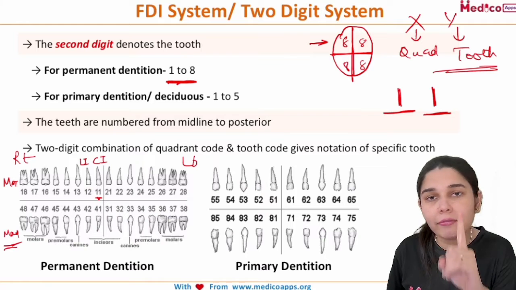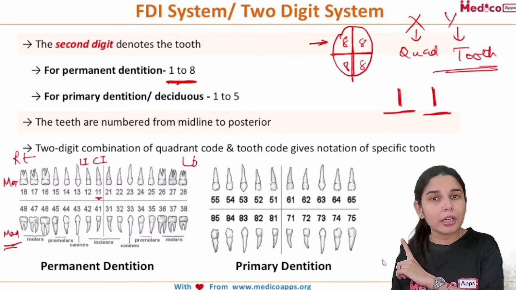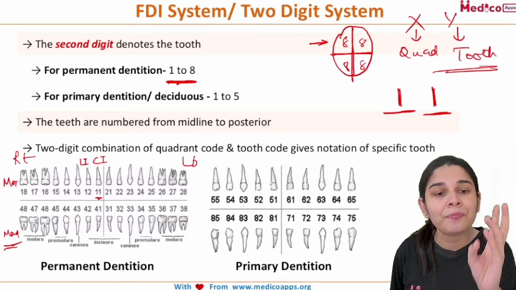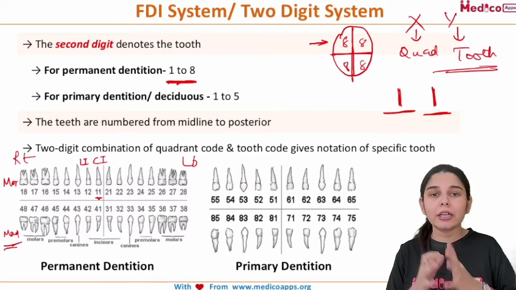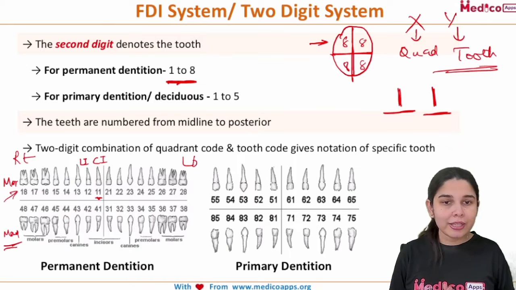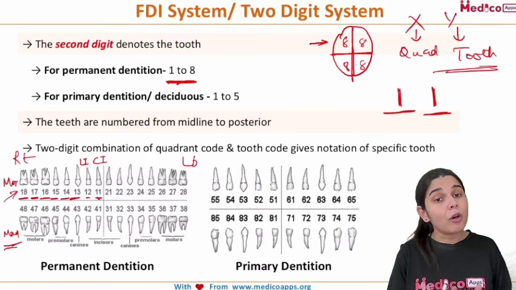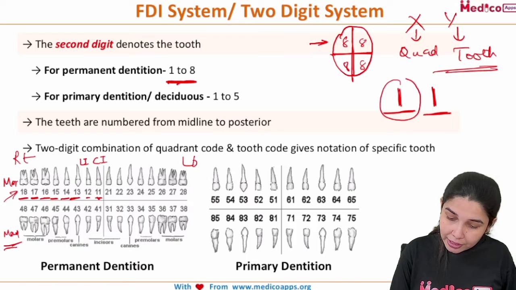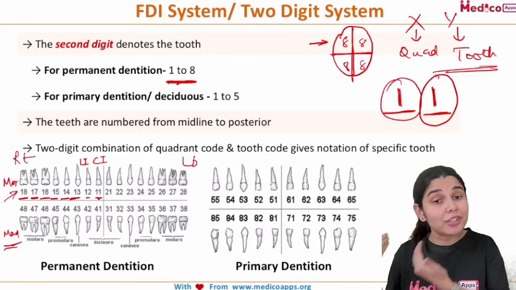How are we numbering? I hope you have understood that we start our numbering from the central incisor, and it goes up to the third molar. So the central incisor is number 1, then 2, 3, 4, and that goes on till the third molar. In the same image you can see the central incisors, lateral incisors, canines, first premolar, second premolar, first molar, second molar, and third molar. So this is how we number the permanent dentition from 1 to 8. The first digit is your quadrant, and the second digit is your tooth number, which I have just counted with you.